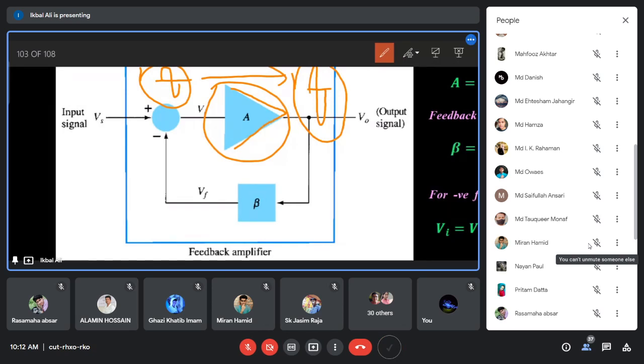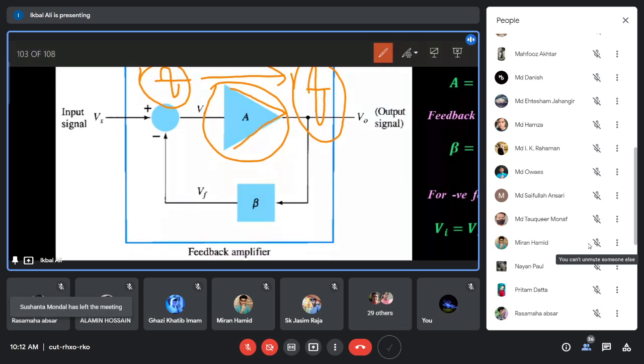So this amplifier only has this property: it only amplifies the signal, and it can do nothing other than amplification. So it will only amplify the signal.